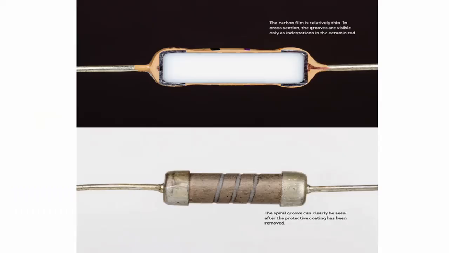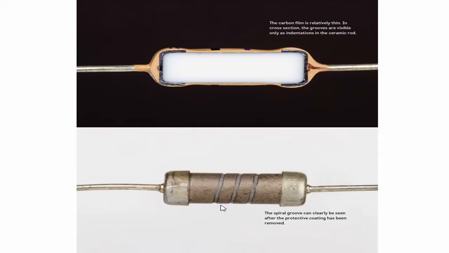Here you can see a cross section of the carbon film resistor. This is a real life carbon film resistor, and this cross section is made by rubbing sandpaper with great precision and applying a little bit of pressure. This is the inside view of a real life carbon film resistor, and here you can see the outer protective coating of the carbon film resistor has been removed.